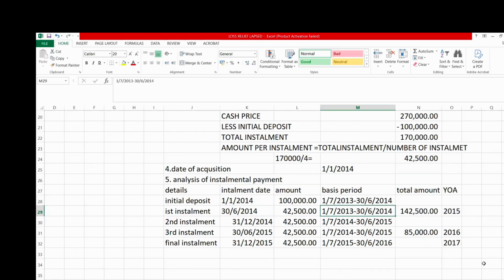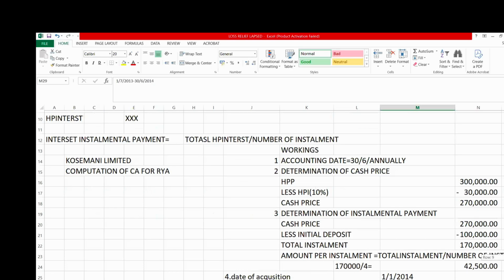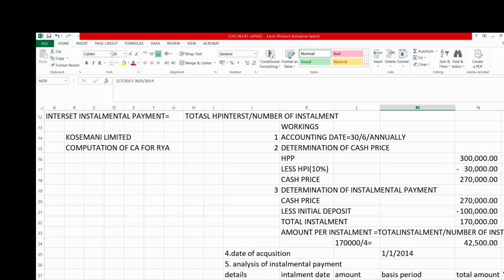So what that means is that the capital allowance on the asset will be available from where? From the 2015 year of assessment, in line with the basis period. From this analysis, you can now go to your computation of capital allowance. We have only one category of asset, which is motor vehicle. So you write out the asset, motor vehicle.